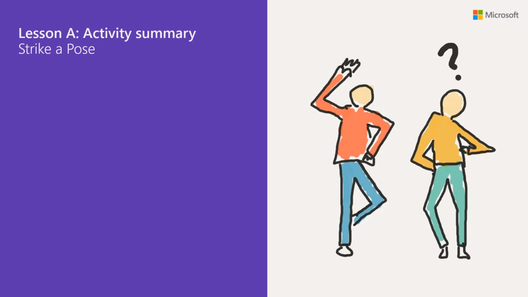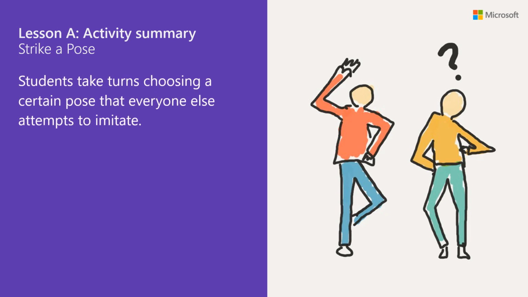For lesson A's activity, Strike a Pose, essentially students will take turns choosing a certain pose that everyone else needs to imitate. And sometimes if students are balancing on one leg, they have to change their body position in order to maintain their balance. And it's good for students to understand the relationship between how you detect if you're on balance and how a microbit might detect if it's being moved along a certain axis of movement.